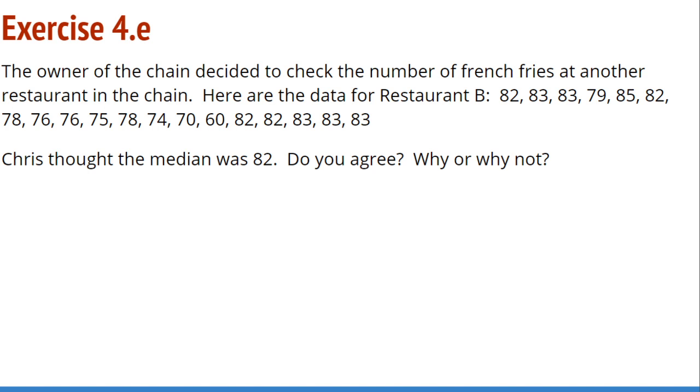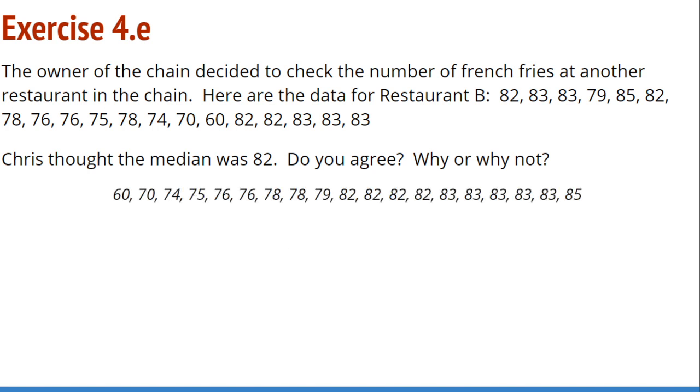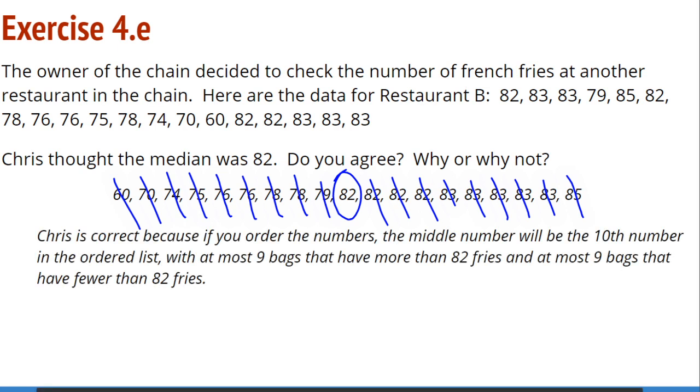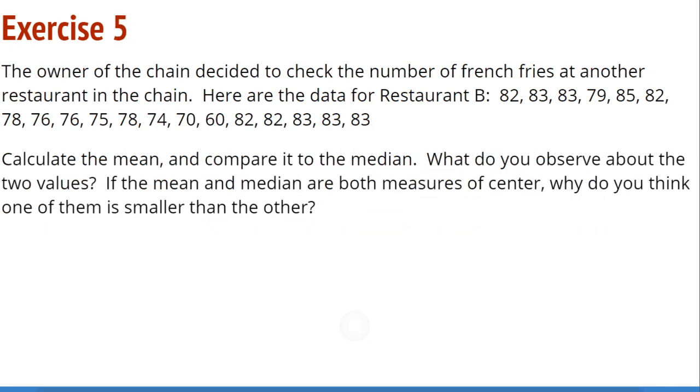Chris thought the median was 82. Do you agree? Why or why not? Well, we've already done this on a couple of other slides, but if we've got 1, 2, 3, 4, 5, 6, 7, 8, 9, and 1, 2, 3, 4, 5, 6, 7, 8, 9, I've got 9 on each side, 82 is the median. Chris is correct, because if you order the numbers from least to greatest, the middle number is going to be the 10th number, with at most 9 bags that have more than 82, so I've got 9 over here, 9 that have less than 82. 82 is our median.